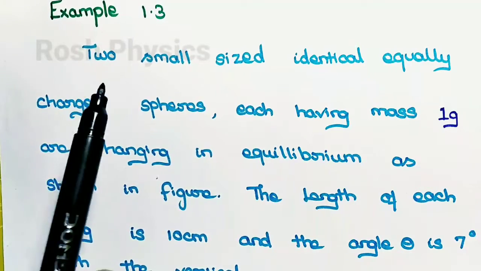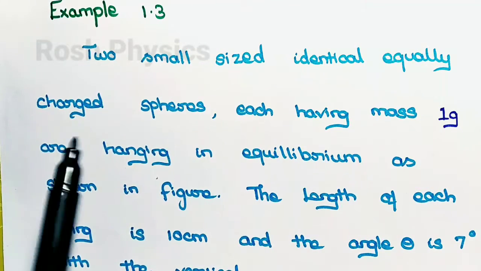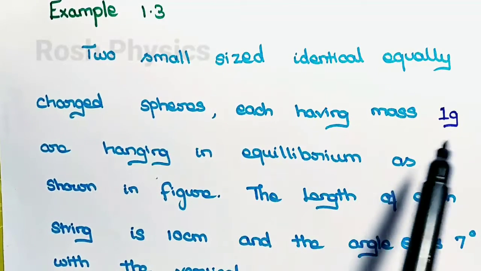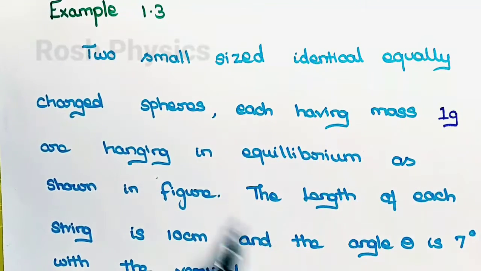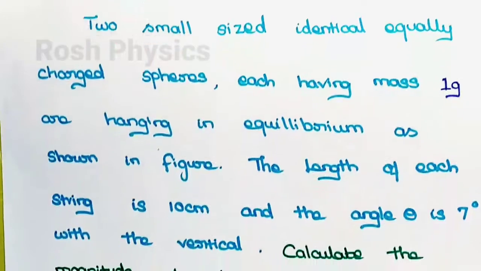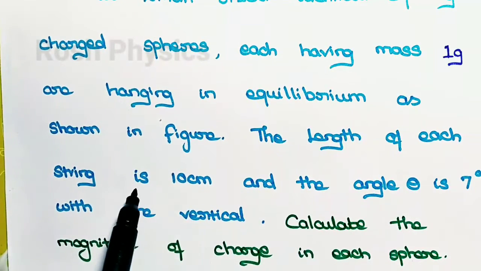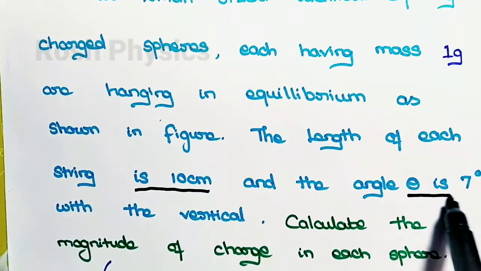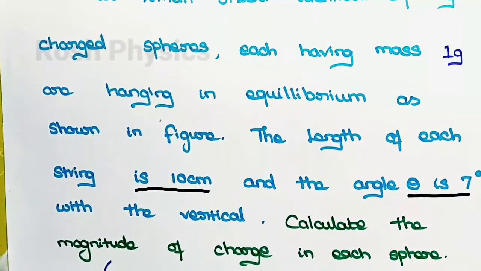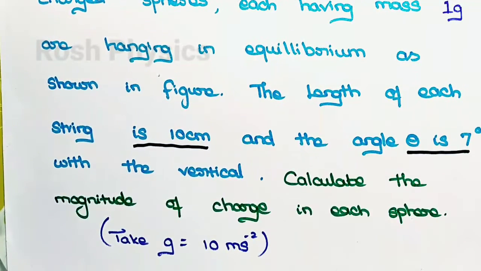So given here are two small sized, identically, equally charged spheres, each having a mass of 1 gram. The spheres are hanging in equilibrium as shown in the figure. The length of each string is 10 centimeter, L is 10 centimeter, and the angle theta is 7 degree with the vertical. Calculate the magnitude of charge on each sphere, and given here g is equal to 10 meter per second square. That g means acceleration due to gravity.